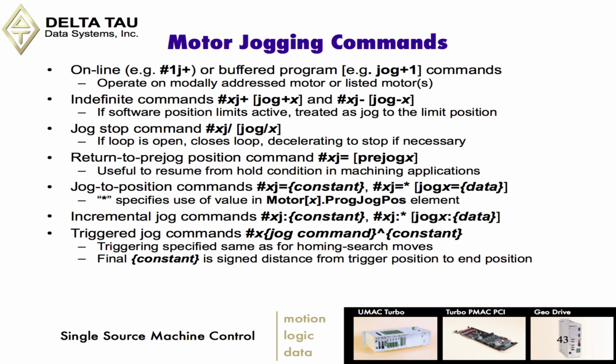And then there are triggered jog commands. So I would specify any of the previously talked about jog commands, and then I would end it with a caret and a constant value. The constant can be 0. And so this would allow me to start a triggered move, and the final constant value could be 0, but it would also be the signed distance from the triggered position to the end position. Because on any triggered move, it's always going to go back to wherever it found the trigger. That's the whole point of a triggered move.